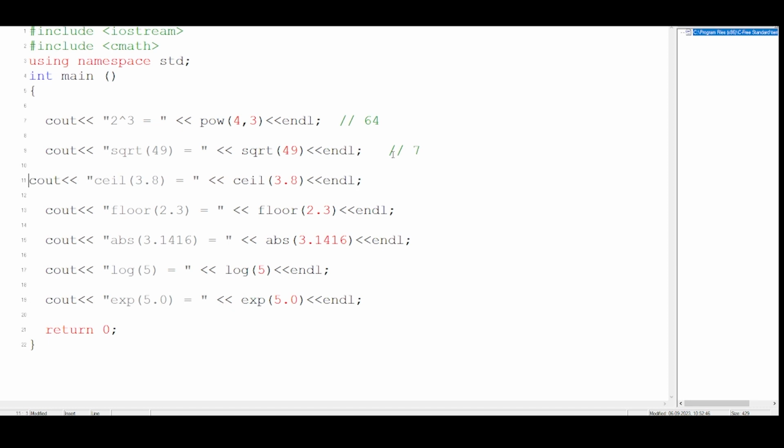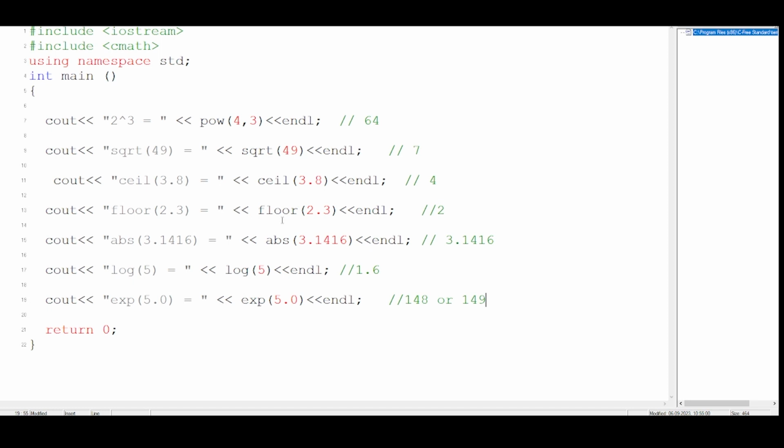Then we have ceil of 3.8. As I said, it will find the nearest integer, so 3.8 will become 4. Then we have floor of 2.3. It will find the nearest integer from the left hand side. That will become 2. Now this is the absolute value of 3.1416. It will throw the same number, because we just need the absolute value. Then we have log 5. It should give something like 1.6. Then we have exponent of 5.0. This should give, I think, 148 or 149.